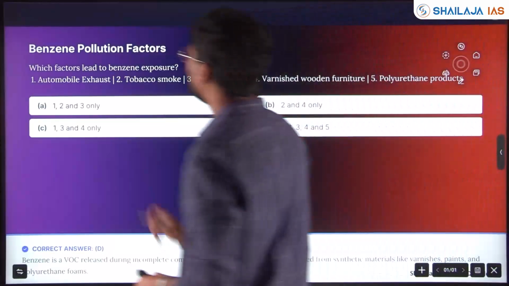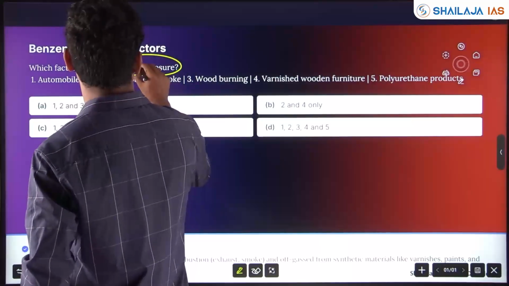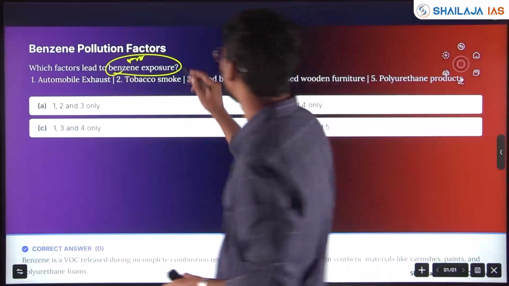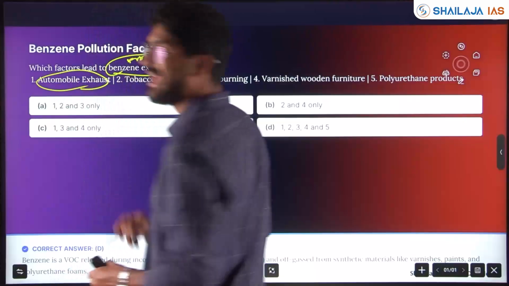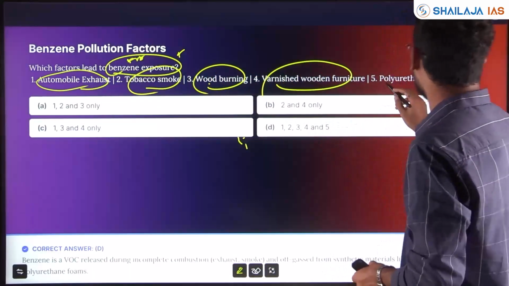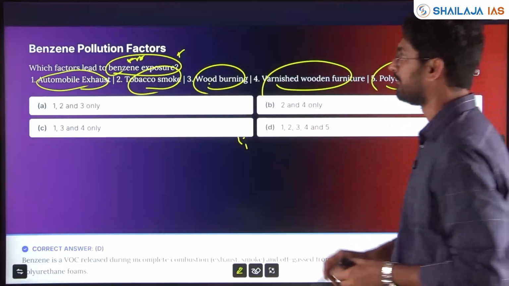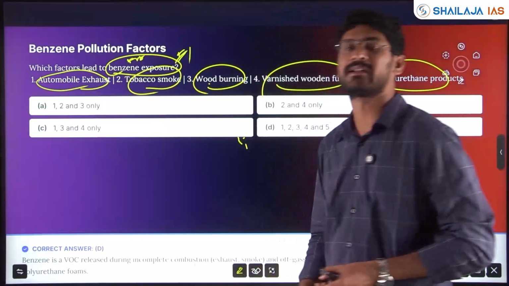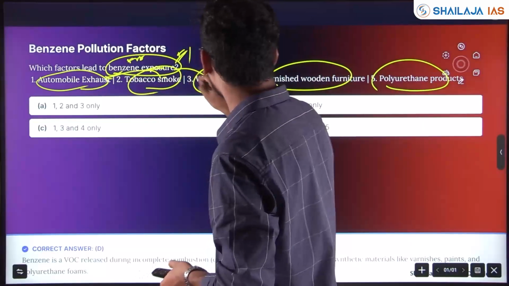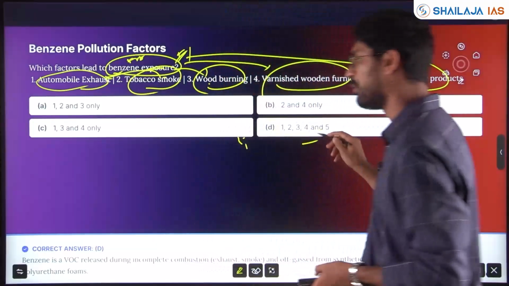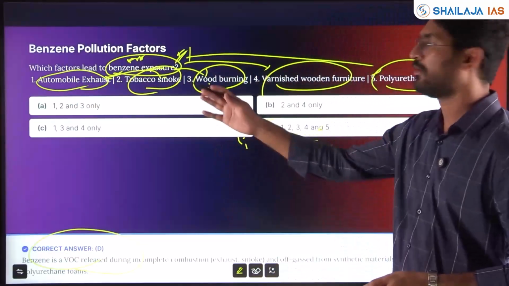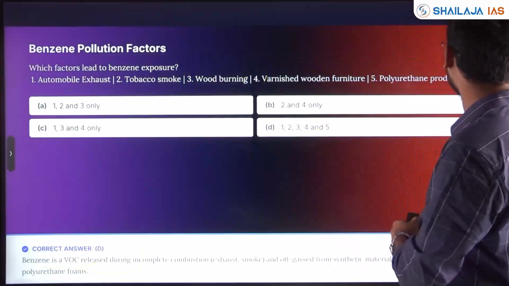Next question. Which factors lead to benzene exposure? Benzene is an organic chemical. Automobile exhaust will have benzene. Tobacco smoke, yes. Wood burning, yes. Varnished wooden furniture, yes. Polyurethane products, yes. Benzene, if you know, has a circular ring kind of chemical structure which is present in all of these products. So 1, 2, 3, 4 and 5. It's a very volatile component released during all these things. Clear?